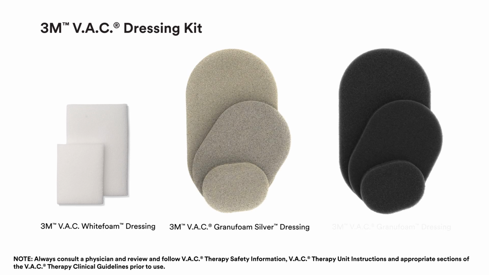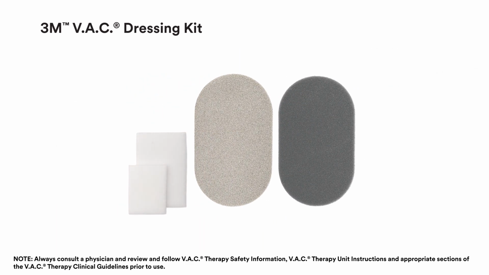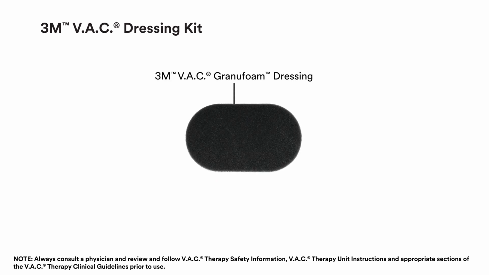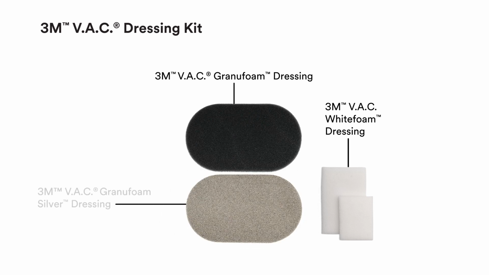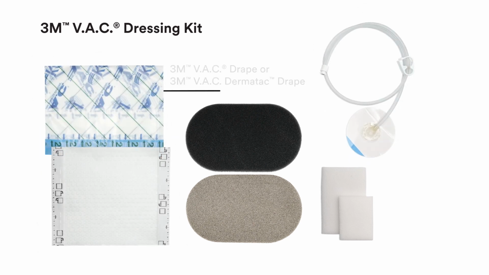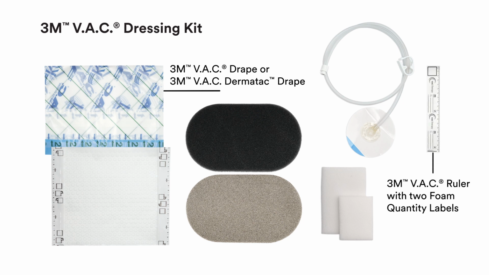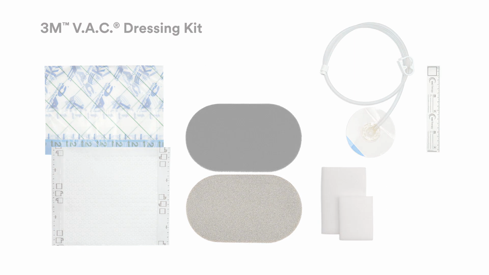VAC dressings come in multiple shapes and sizes to accommodate a wide variety of wound types, sizes, and shapes. The components of VAC dressing kits are the 3M VAC dressing, which includes the 3M VAC granufoam dressing, the 3M VAC white foam dressing, and the 3M VAC granufoam silver dressing, the SensorTrack pad, the 3M VAC drape or 3M VAC Dermatac drape, and a 3M VAC ruler with 2 foam quantity labels. All components are disposable, single-use only, and packaged sterile.